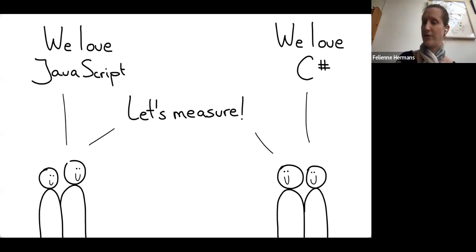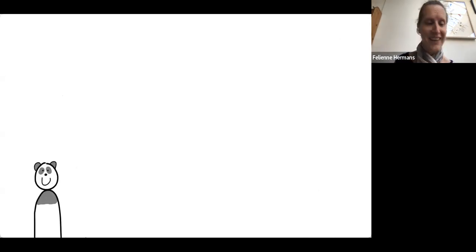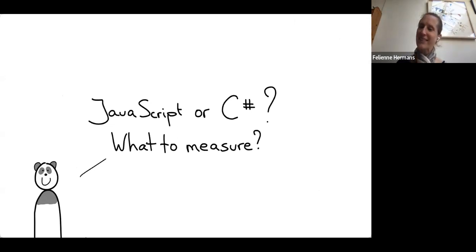So you can measure. There are numerical things that you can do to gain an understanding of these languages. But then an interesting question immediately becomes, okay, what are we measuring, right? So, next participation panel: name some things that we could measure. Imagine we want to compare JavaScript and C# or other languages, it doesn't really matter. What could we actually measure? So let's see what people are already typing in the chat.